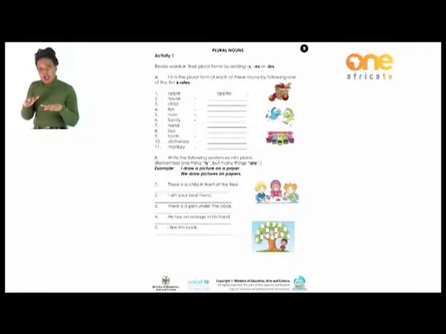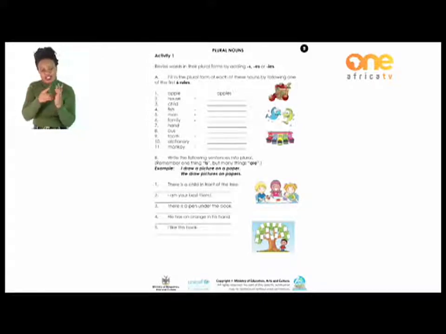For example, number 1, we are given an example there. An apple, 1 apple, many apples. We added an S there. House, houses. Then you will do the rest. We've got fish, man, family, hand, bus, tooth, dictionary, monkey.